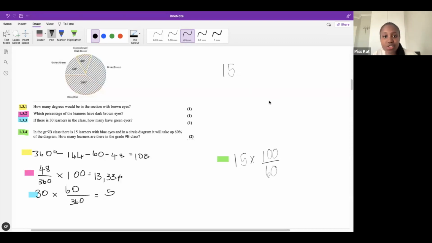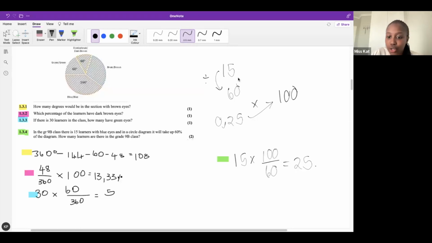Someone said ratios are terrible. So the 15 is 60 parts, right? And we want 100 parts. So first you need to divide by 60 to find out how much one part is. Do we understand? So let's do that. 15 divided by 60 is 0.25. So if 0.25 is 1 part and we want 100 of them, you're going to multiply by 100, and that indeed will give you 25. So there are 25 learners.